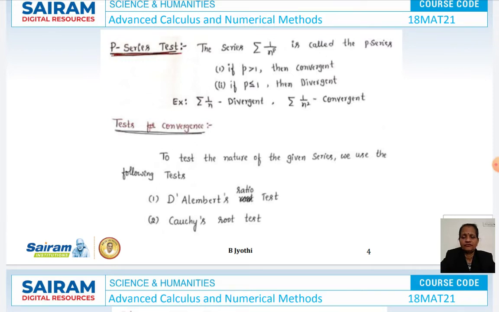Tests for convergence. In order to test the nature of the given series, whether it is convergent or divergent, we use the following tests. First one is D'Alembert's ratio test. Next, we have Cauchy's root test.